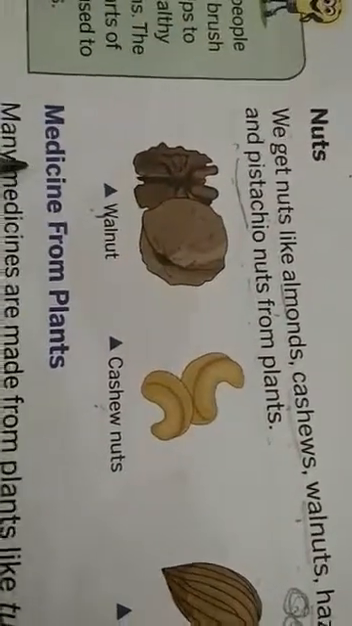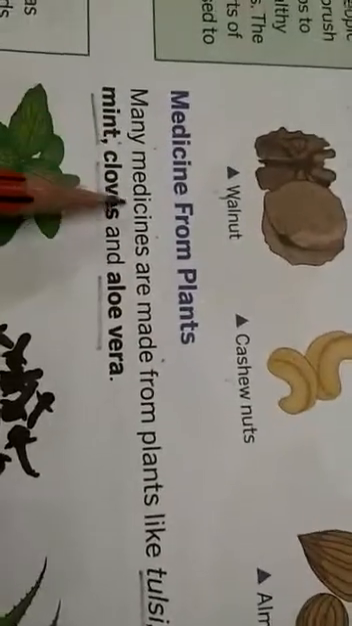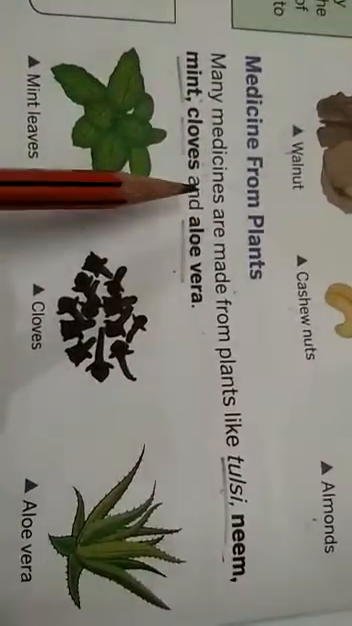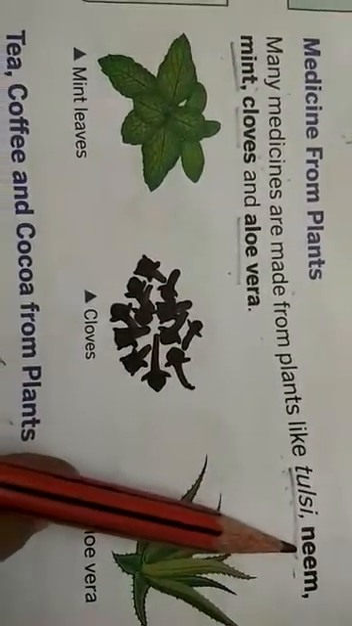Now see, medicines from plants. Many medicines are made from plants like tulsi, neem, mint, clove, and aloe vera. Which plant gives us medicine? Like tulsi, you have seen. Tulsi is grown in all the houses. Neem also we have seen. Neem is a very good medicine. It gives us medicine. Yes, mint, clove is here.